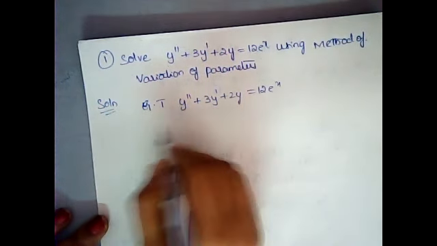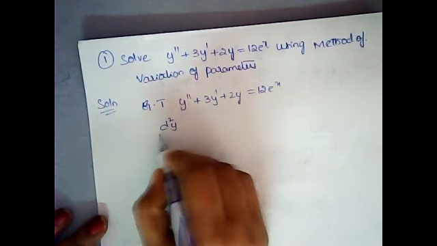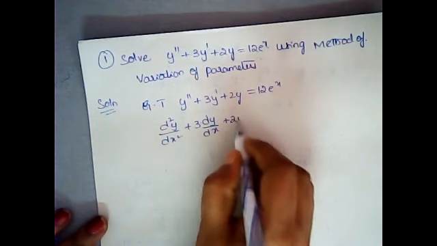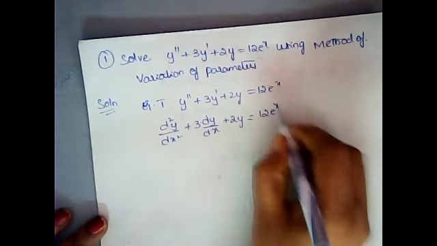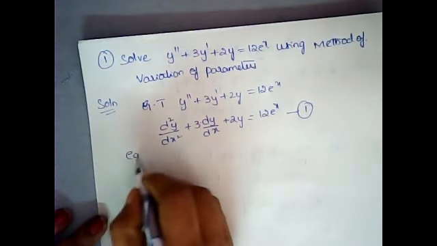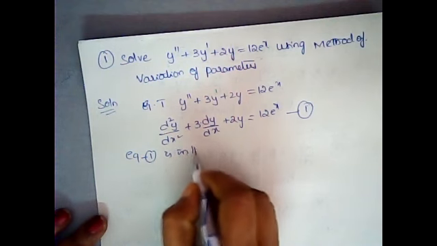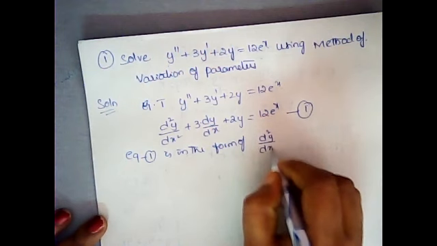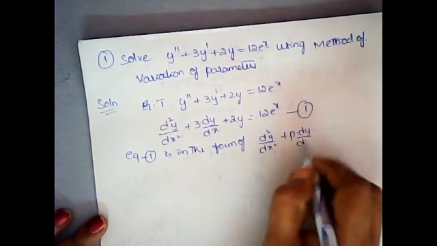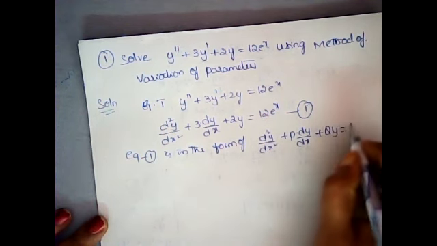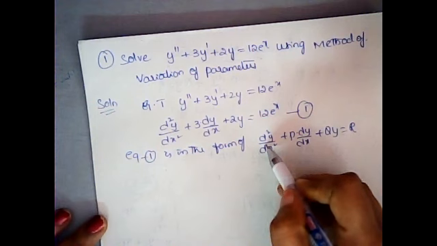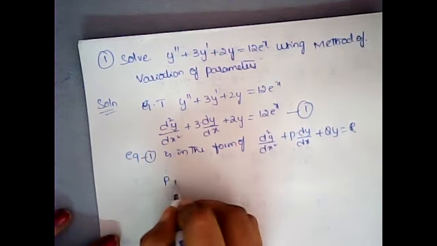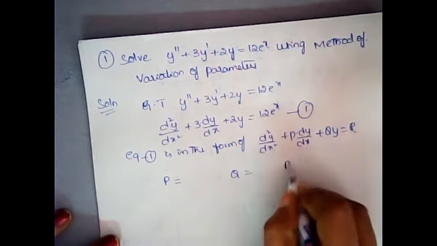So the same equation I am writing in the standard form, which is d squared y by dx squared plus 3 into dy by dx plus 2y is equal to 12 e power x. Let me take it as equation 1. Now, equation 1 is in the form of d square y by dx square plus p into dy by dx plus qy is equal to r. Now, compare these two equations, equation 1 and the standard form. When you compare these two, you will get the p value, the q value, and the r value.